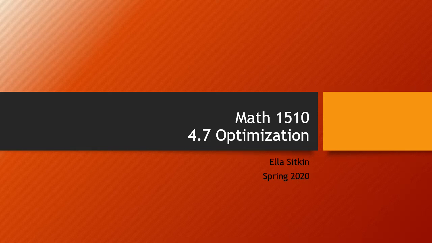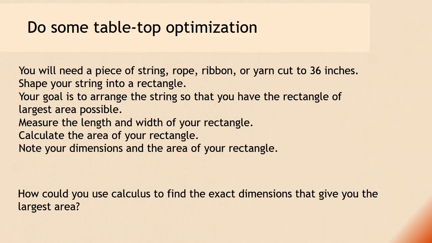This is part one of several of 4.7 optimization. The first thing we'll do is some tabletop optimization. What I want you to do is to try to find a piece of string or rope or ribbon or yarn or something like that and cut it to 36 inches.